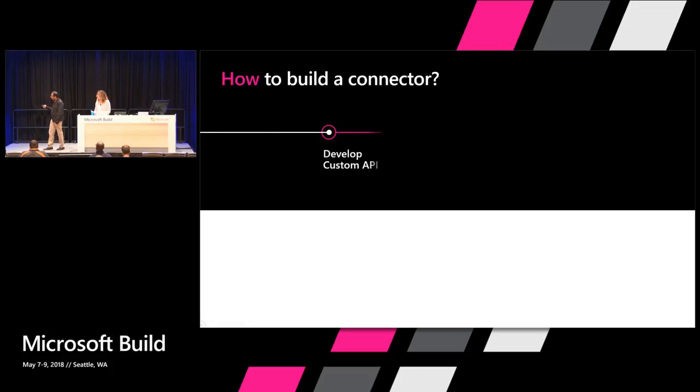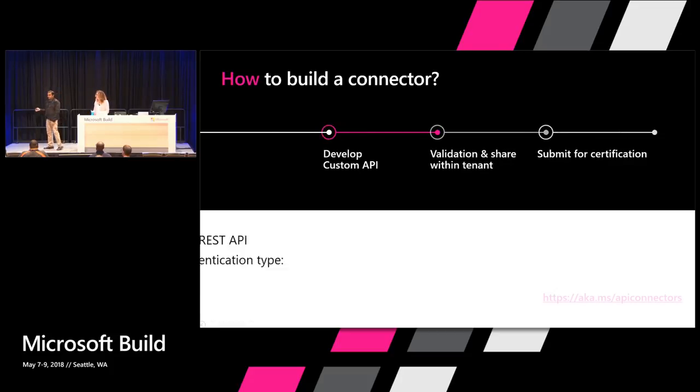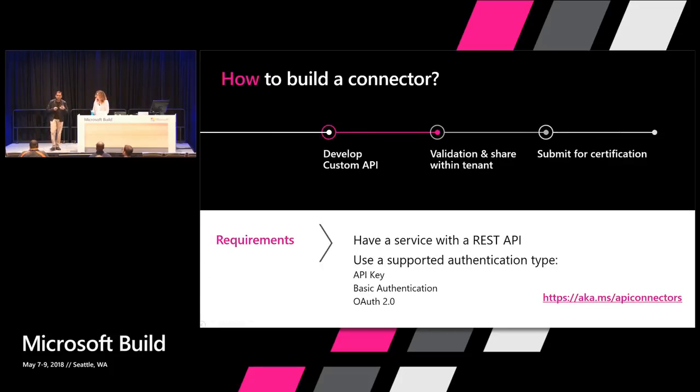So how do you build a connector? Well, first and foremost, you develop a custom API. You then deploy it and validate it within your tenant. And then finally, you submit it for certification. So there's a link here. I'm going to use this fancy laser, aka.ms/APIconnectors that walks you through the process of creating a custom connector.